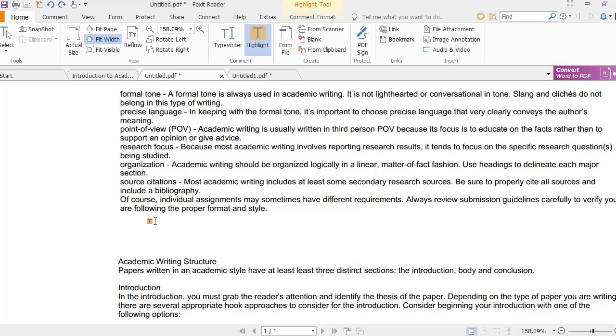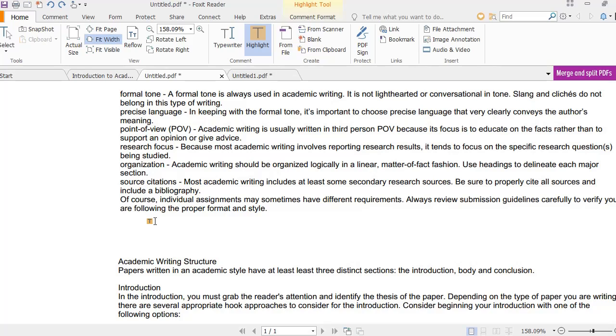Even if we have a whole subject, the subject may include different subparts, and those subparts should be organized under specific titles. It should not be clumsy or overcrowded. It should be organized, logically, in a linear, matter-of-fact fashion. Also use headings to delineate each major section. That's what I have said. We have to give subheadings and subtitles for each section and subsection.